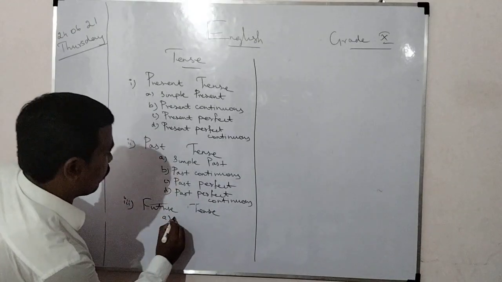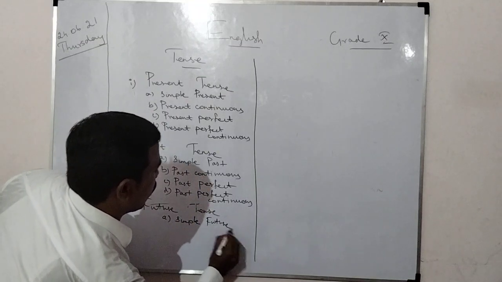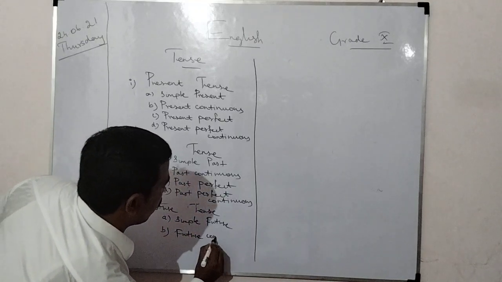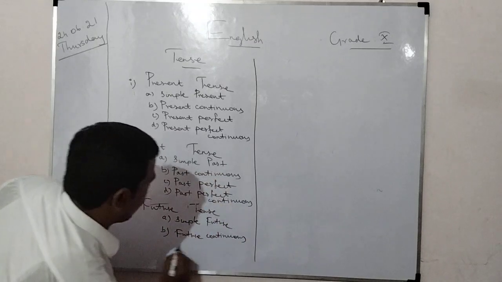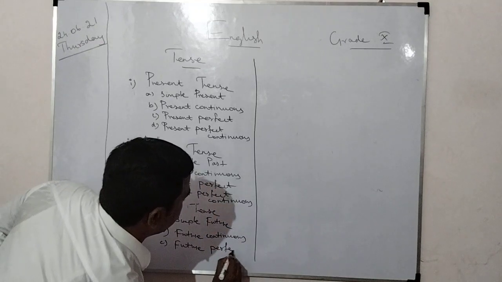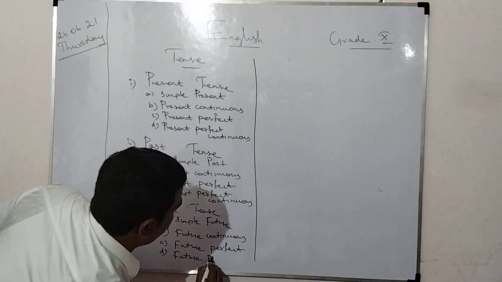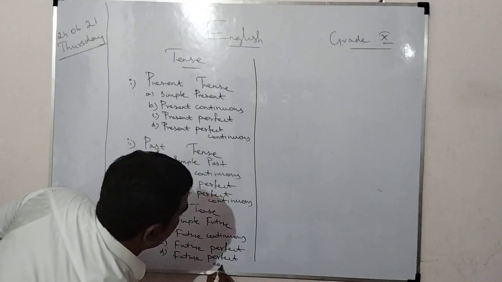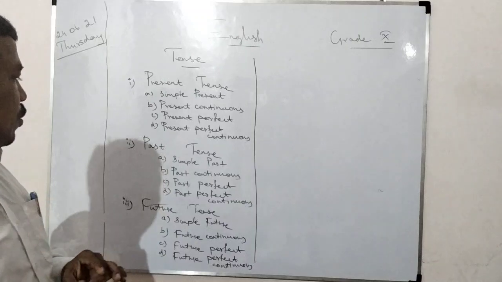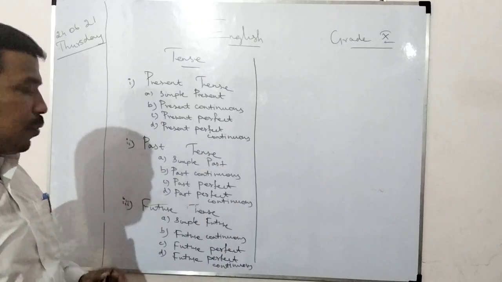The future will also come like that. How will the future come? Simple future, future continuous, the third one is future perfect, the fourth one is future perfect continuous. Have you understood, students? So we have 12 tenses. Present 4, past 4, future 4.